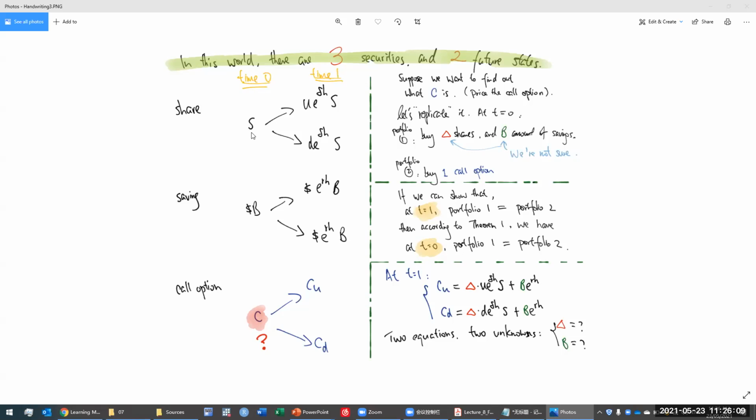So here I have 2 equations, and what are the 2 unknowns? I don't know what Delta is. I don't know what B is. But I can solve it because 2 equations, 2 unknowns. I can solve for Delta, solve for B, such that I can work out what C0 is at time 0: Delta times shares plus B. It's really the same idea, except this one, you're trying to replicate a call option. The other one, you're trying to replicate a savings account.